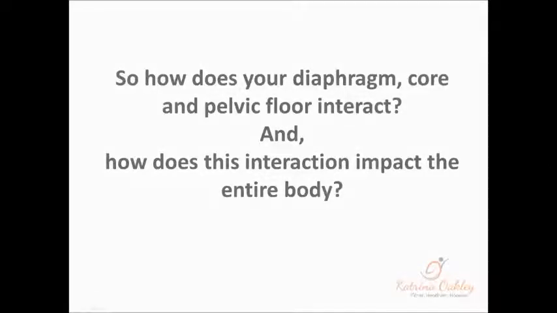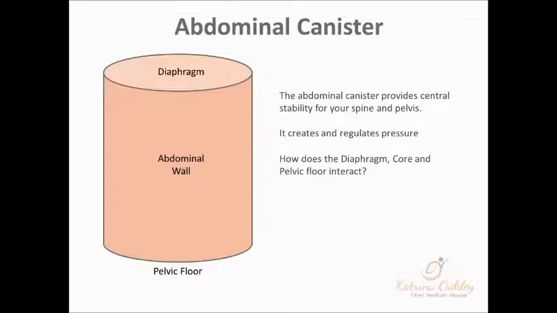So, how does your diaphragm, core, and pelvic floor interact? And how does this interaction affect your entire body? Let's think about this as an abdominal canister where the diaphragm is on the top, the core, which is made up of your transverse abdominis, your internal obliques, and your multifidi, and the pelvic floor is on the bottom. This canister creates the stability for your spine, and it does this by regulating and creating pressure.